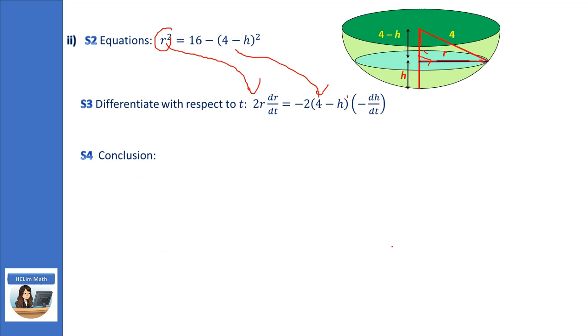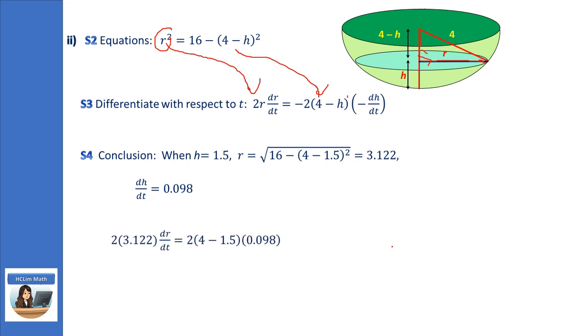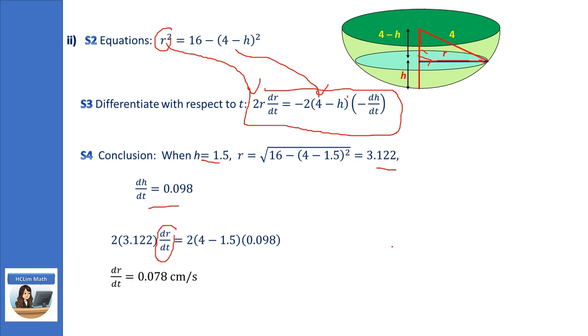Okay, so after that, I substitute my h equal to 1.5 and r, so I simply substitute all the values of h, r and dh/dt into the differential equation here, and then I can easily get my dr/dt. I have my dr/dt equivalent to 0.078. So this means the rate of change of the radius of the milk surface is 0.078 centimeter per second.